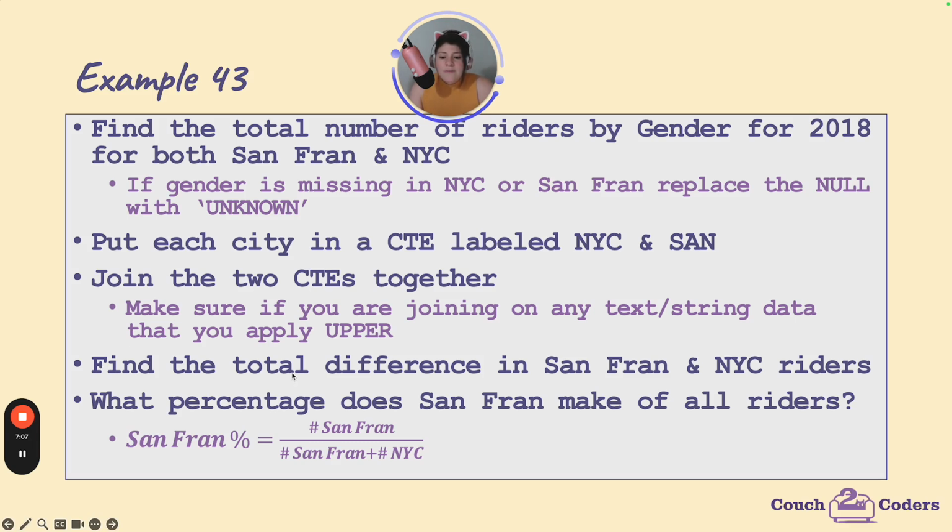Once you do that, you want to find the total difference in the San Fran and New York City riders. So just like a raw number, if I have 1 million New York City riders and 200,000 San Fran riders, the difference between them is 800,000. And then the last piece, this is how I would look at analyzing this data. What percentage does San Fran make of all the riders? This is the math formula you would use. Your San Fran percentage would just be your number of San Fran riders over the San Fran riders plus the New York City riders.